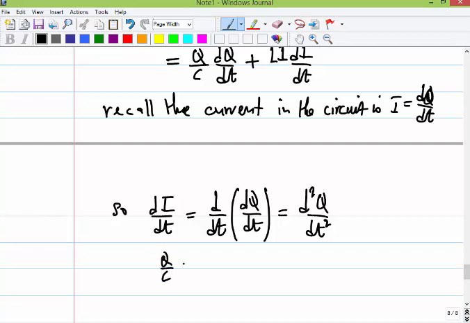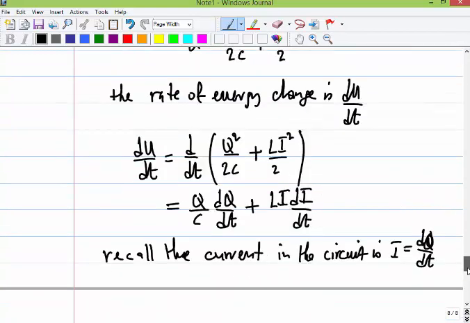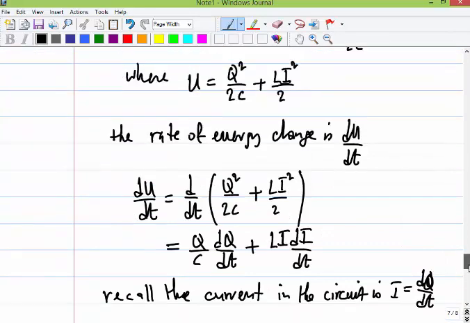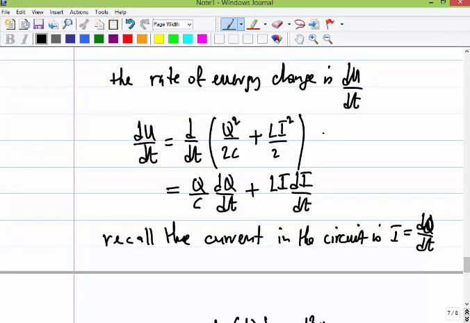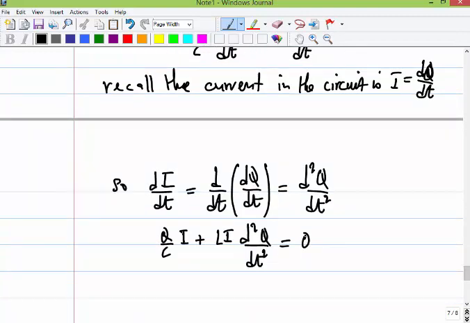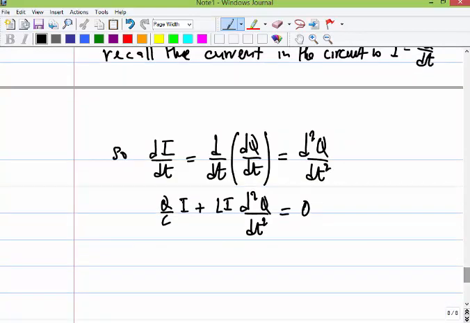So Q over C dQ/dt, which is I, plus L I dQ/dt, no, I d squared Q, hold on a second, and that should be equal to, substitution, dU/dt equal to 0. So total energy is U_C plus U_L, so dU/dt equals 0 here. So this whole thing is equal to 0 because, assuming energy conservation, there is no change in energy.